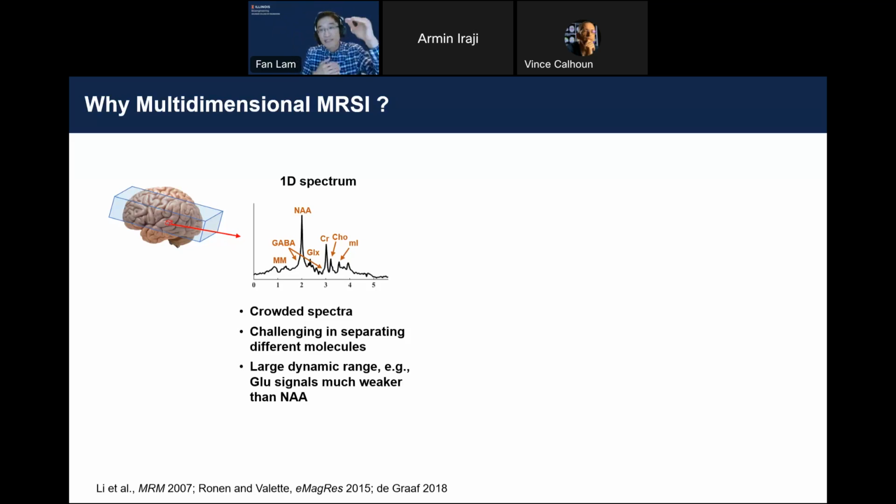And then you can also look at this large dynamic range from different molecules, right? Even though they are all low concentration, compared to NAA, the signal of GABA and glutamate is much, much weaker. So separating them is very challenging. So this is one reason we want to see if we can better separate this.